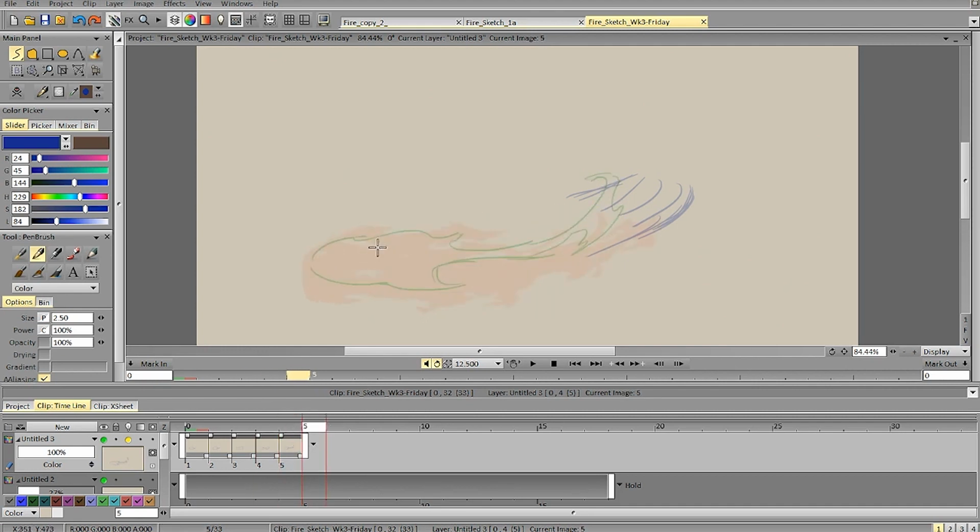It can break into particles at some point, and this will make it feel even more like fire, because fire just tends to break into particles. It doesn't stay solid all the time. For example here, it can start really thinning out, maybe breaking into some particles.